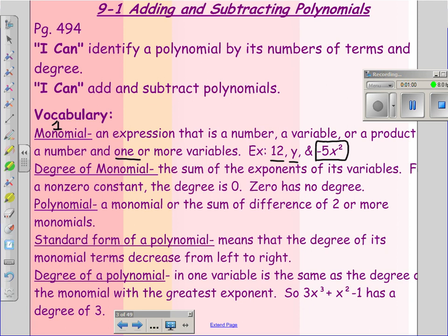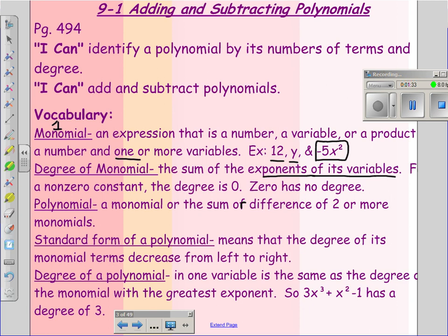0 has no degree. So what we're looking at here is the sum of the exponents if it is a monomial. We'll have an example of that, but what that's telling us is to add the exponents together if there are different variables. A polynomial. A polynomial is a monomial or the sum or difference of two or more monomials. So poly means more than one.